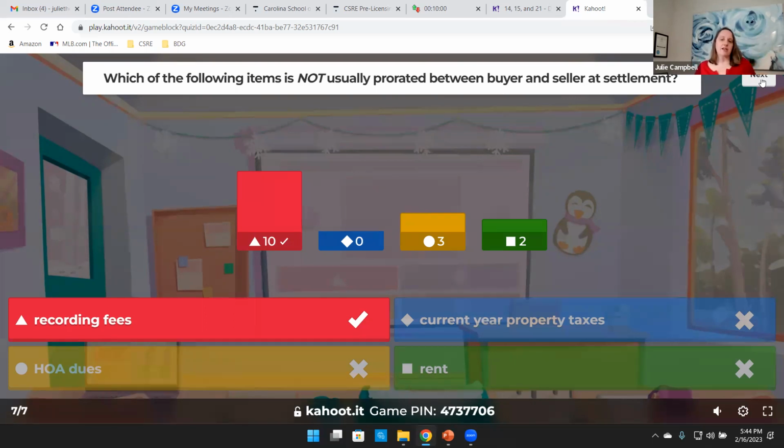Anything else we're going to prorate, it's a shared amount between the parties. Questions on this one?